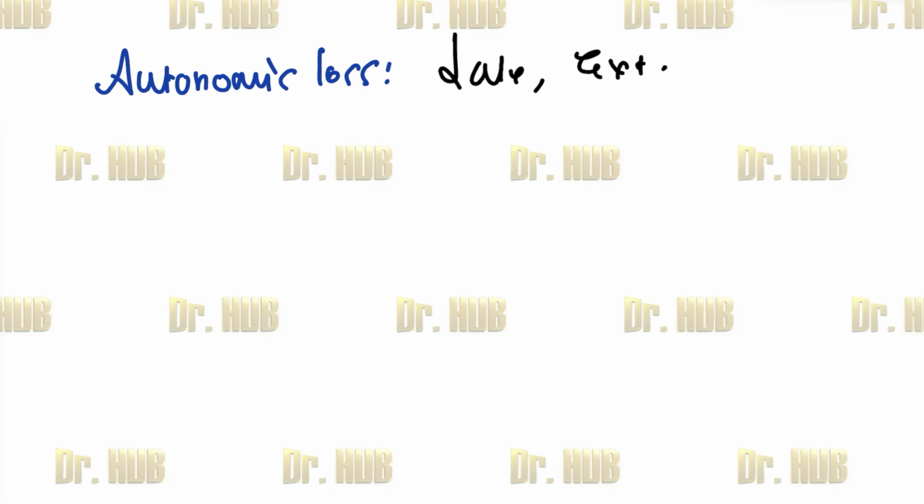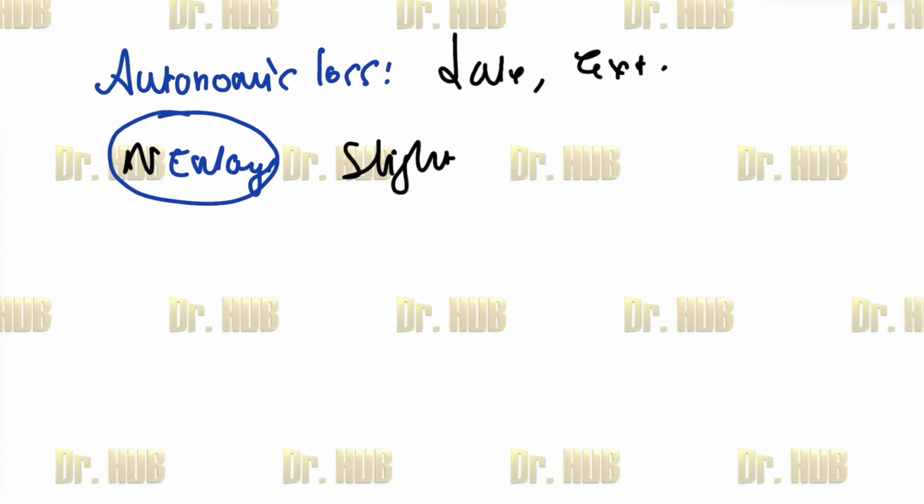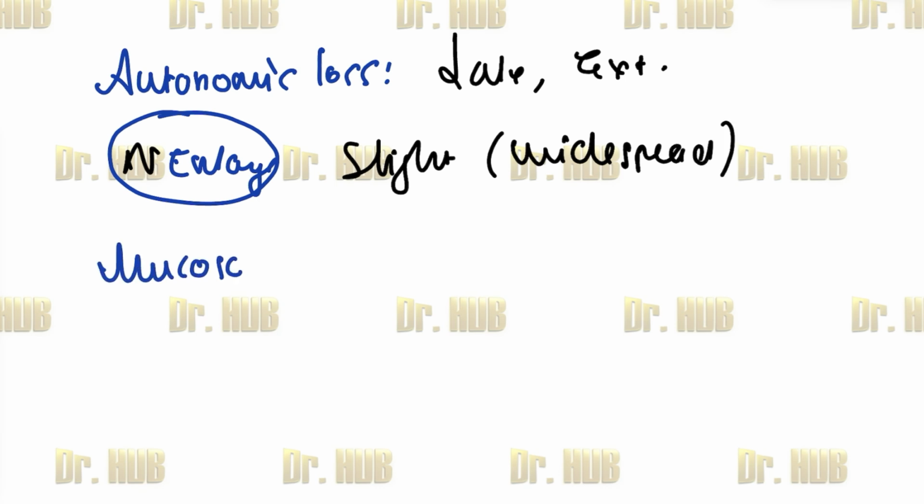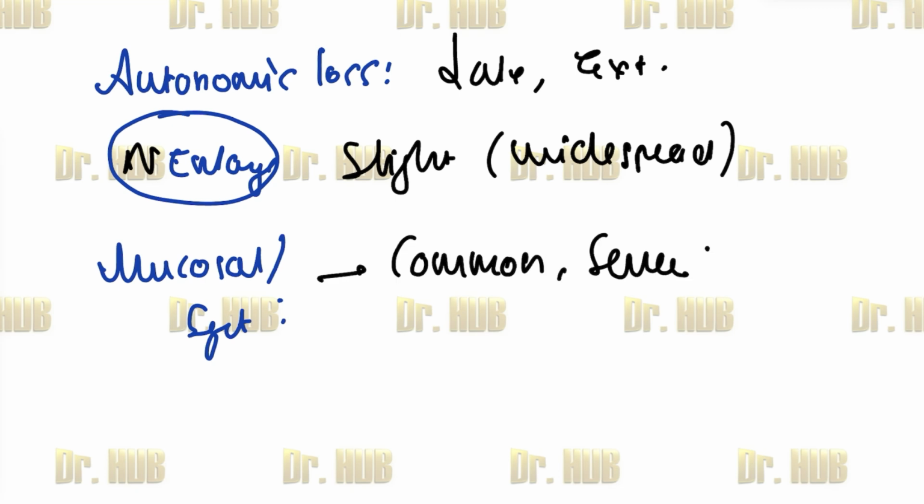Then talking about the nerve enlargement. The nerve enlargement is slight but widespread. What about the mucosal and the systemic? The mucosal and the systemic involvement is common and very severe during the type 2 reactions.